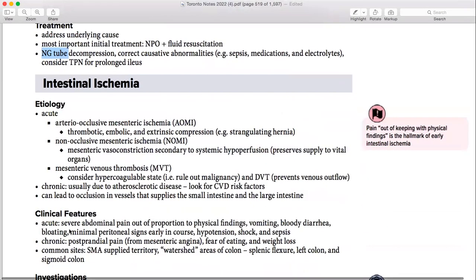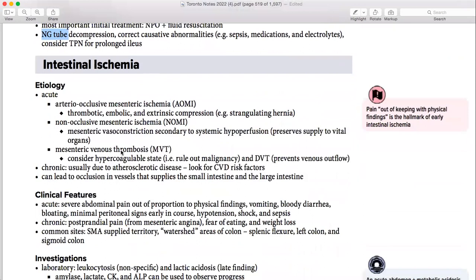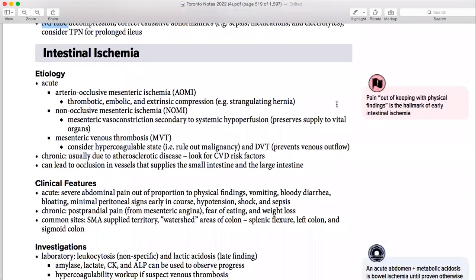Okay. Then comes intestinal ischemia. I want to go along with it, so it's kind of easy. Pain is out of keeping with the patient's findings. So the patient is yelling, crying, shouting, going all the way. This is something which is not small bowel obstruction.